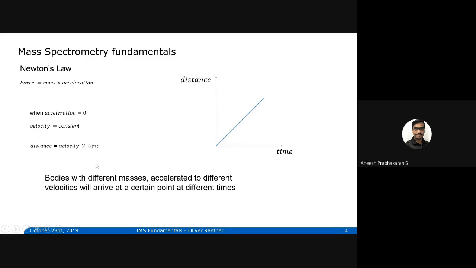If we have different masses, and we give energy to these masses and allow them to fly through some distance, what happens after some distance? The masses will arrive at different times, because different masses acquire different velocity. That's the basic principle of mass spectrometry. We separate the masses according to the time of flight.